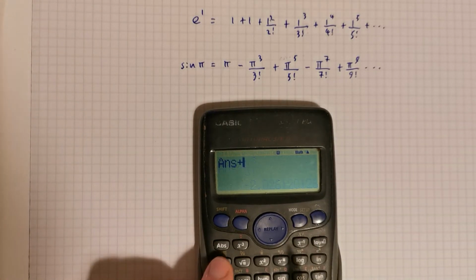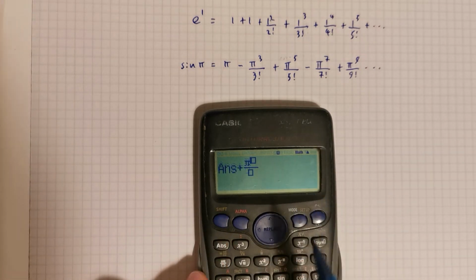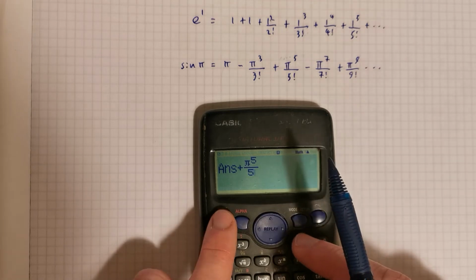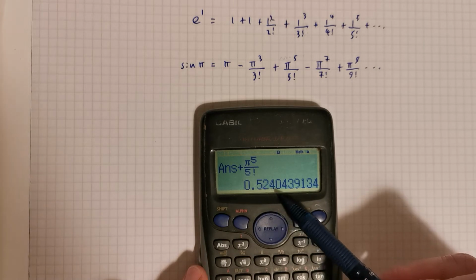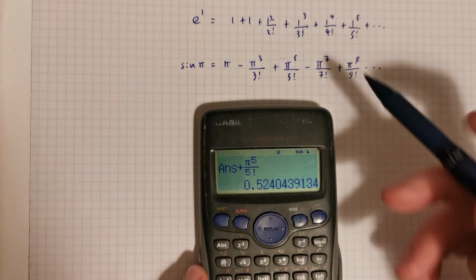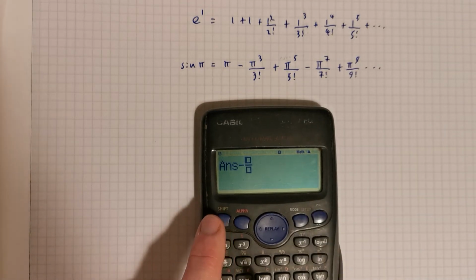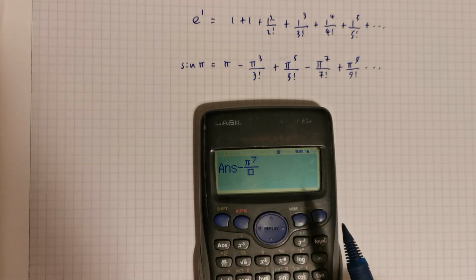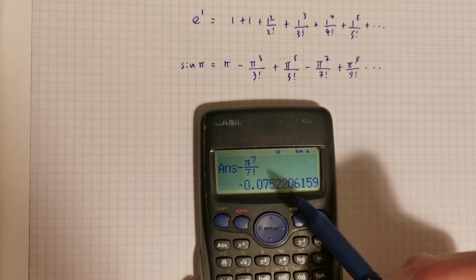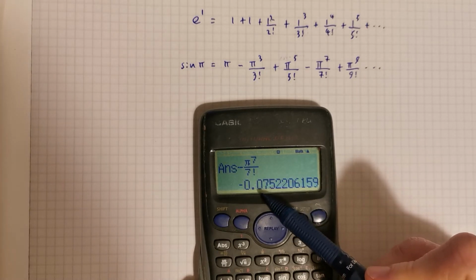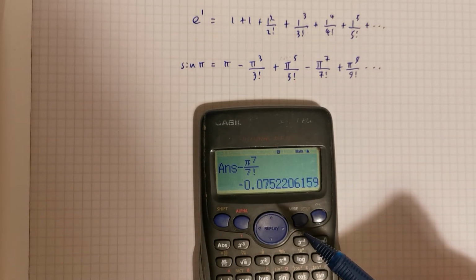Let's add in our third term here. Pi to the power of 5 over 5 factorial. Much closer to 0, 0.524. Again, closer to 0 again. Let's add in our next term, which is minus pi to the power of 7 over 7 factorial, which is negative 0.075. This is correct to 1 decimal place, really. This is correct as an approximation for sine of pi.